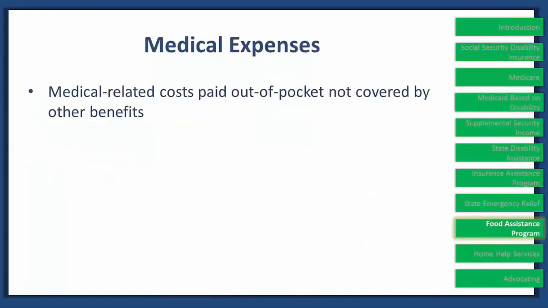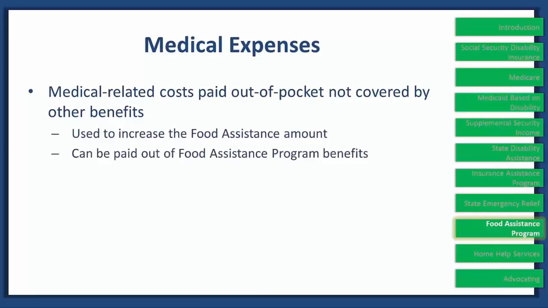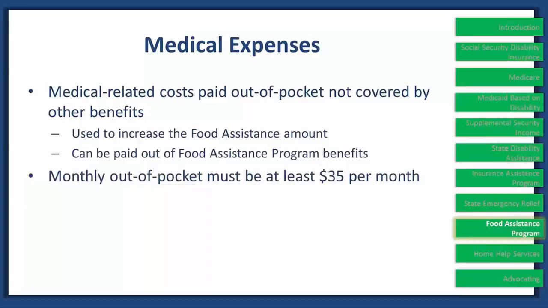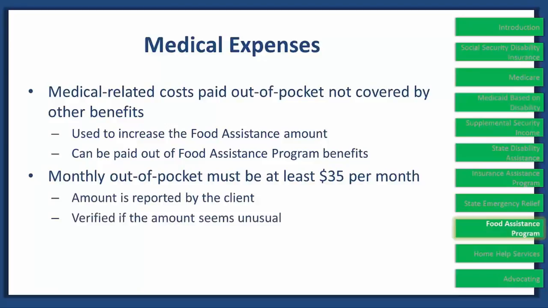Certain medically related costs paid out of pocket on a monthly basis and not covered by any other benefits program can be used to increase the food assistance amount. The total monthly out-of-pocket medical expenses must be at least $35. This deduction is based on what the client says and is only verified if the amount seems unusual.